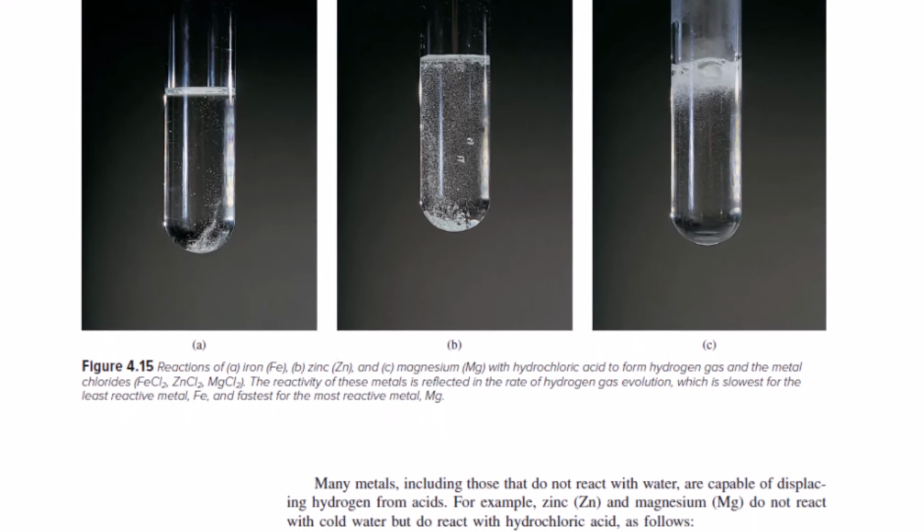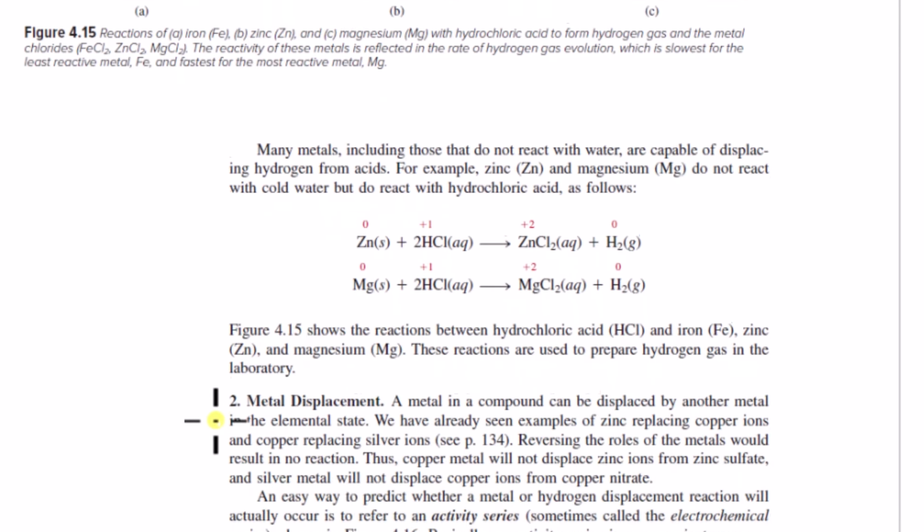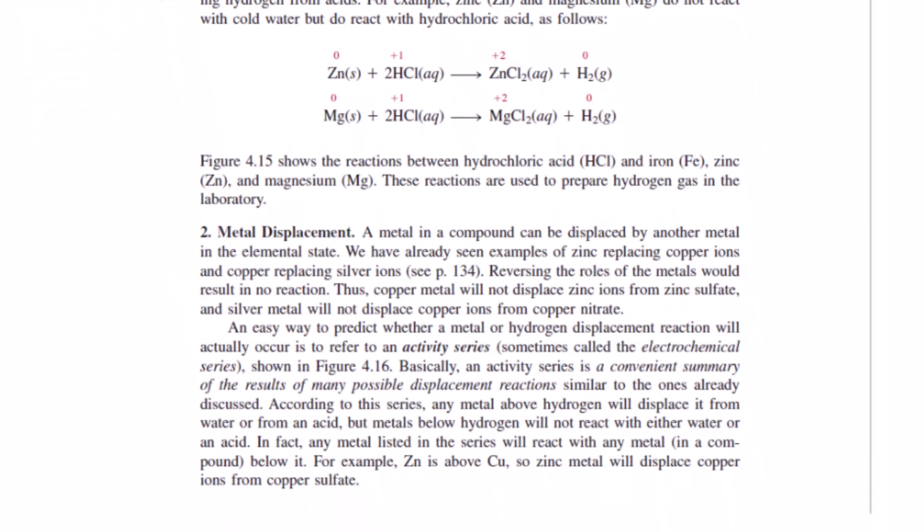Okay, now metal displacement reactions. Again, this category is referring to the exact same metal activity series, but now it's just that hydrogen is not involved in the displacement. You have metals displacing other metals. Okay, so a metal in a compound can be displaced by another metal in the elemental state. We have already seen examples of zinc replacing copper ions and copper replacing silver ions.